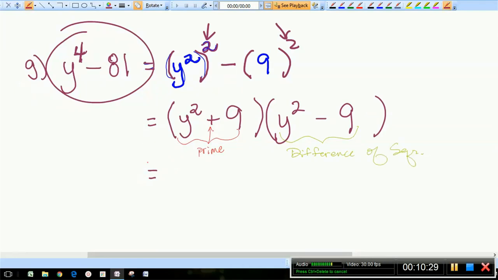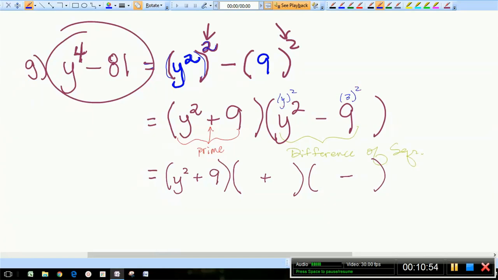Okay, so we bring down the part that's prime. The y squared plus 9 just gets brought down. And so y squared minus 9, however, can be broken down. So we'll have the addition and subtraction, again, conjugates. What is being squared here, right? So right here we have y squared, of course, and then 9 would be 3 squared. So y and 3 are the roots that you bring down into this new factorization.